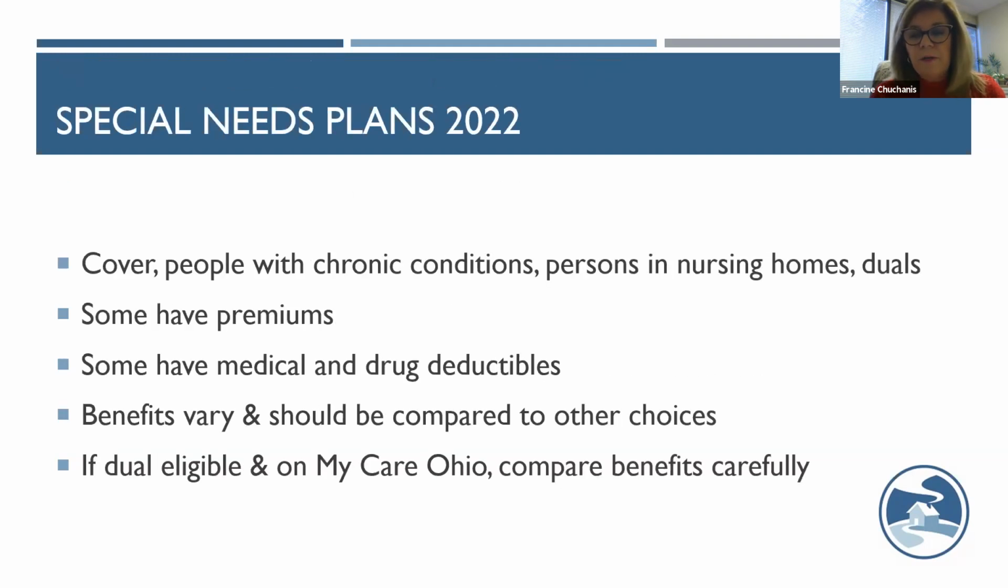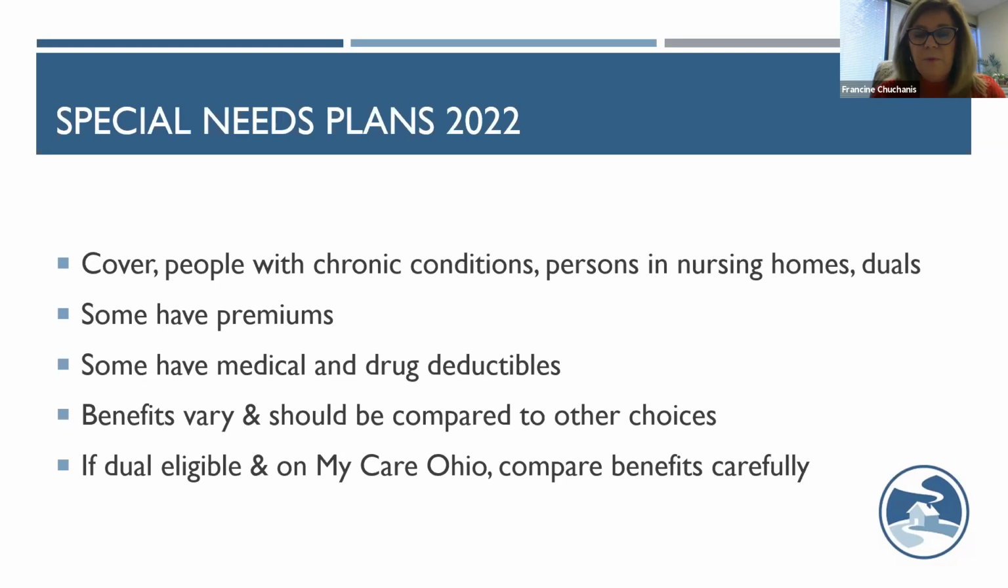There are also what we call special needs plans. These are not included in the chart. If anybody's interested in these, I'd be happy to talk to them more about these plans. These plans cover certain individuals. So there are special needs plans that cover only people who have chronic conditions like diabetes or heart disease. There are also special needs plans for people living in nursing homes and for people who have both Medicare and Medicaid. Some of these plans have premiums.